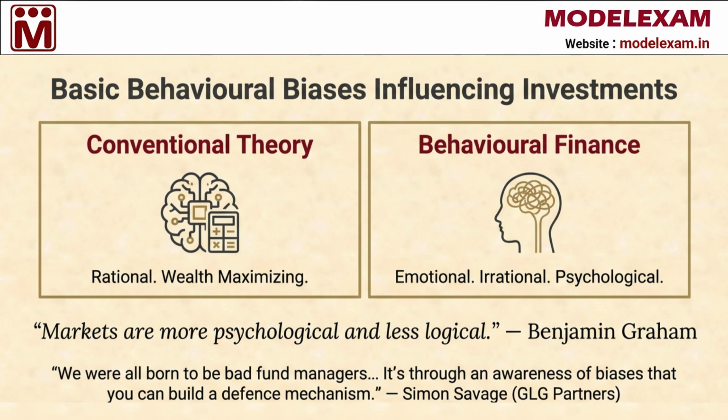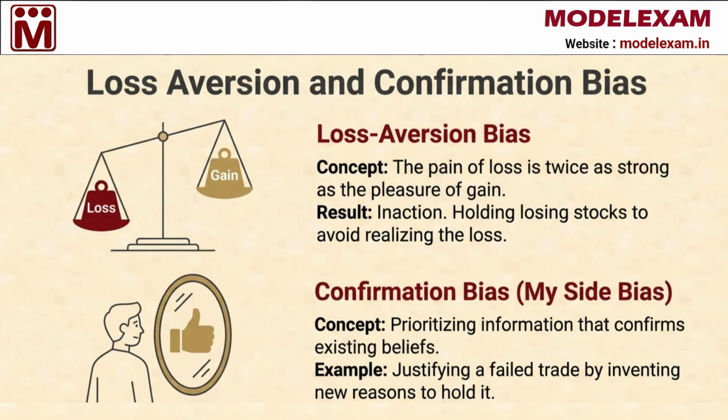Conventional theory assumes that investors are rational wealth maximizers, operating like computers. However, behavioral finance recognizes that humans are emotional, irrational, and psychological. As Benjamin Graham famously said, markets are more psychological and less logical. We all have inbuilt biases. The goal is not to be perfect, but to build a defense mechanism against these vulnerabilities so we don't become our own worst enemies.